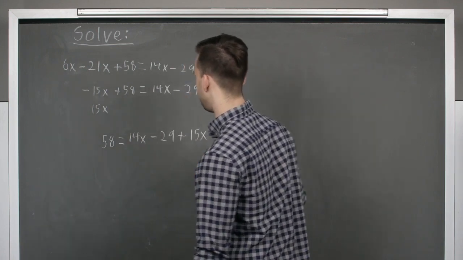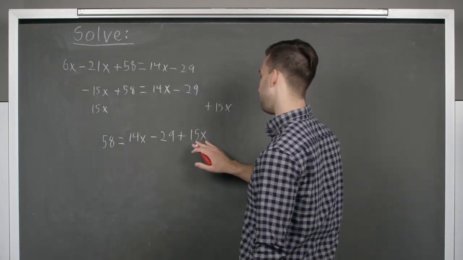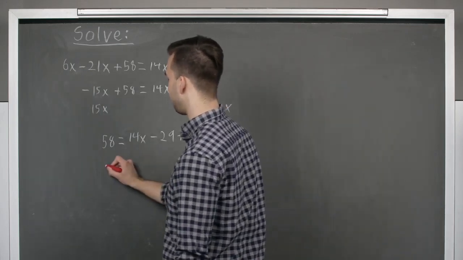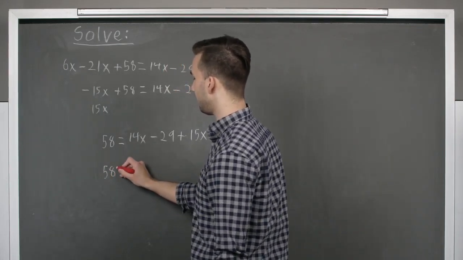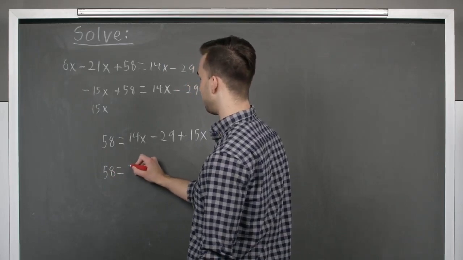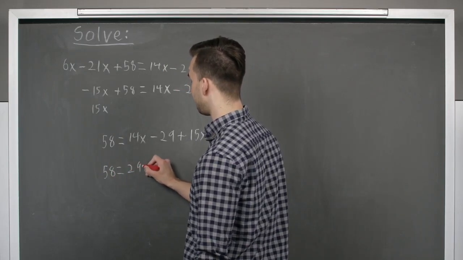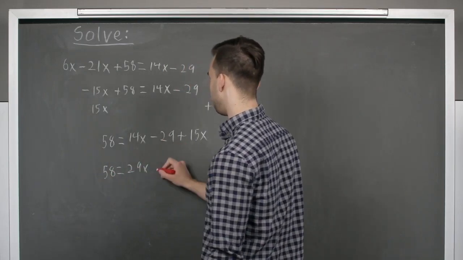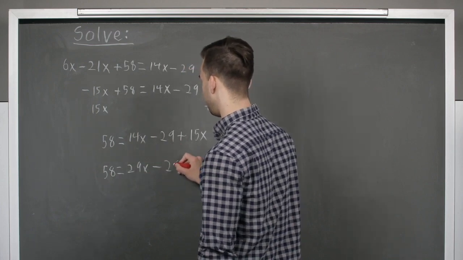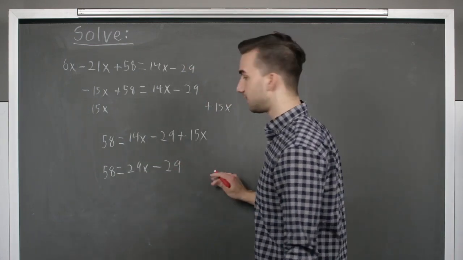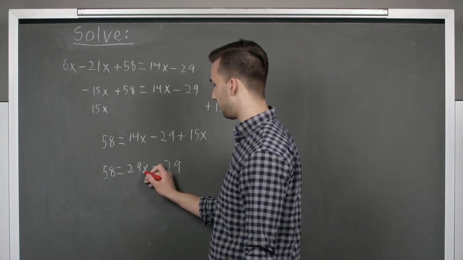So we can combine like terms. 15 plus 14 is 29, so we have 58 equals 29x minus 29. So let's get the x quantity by itself.